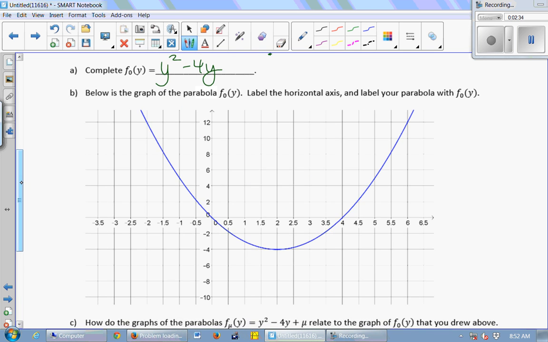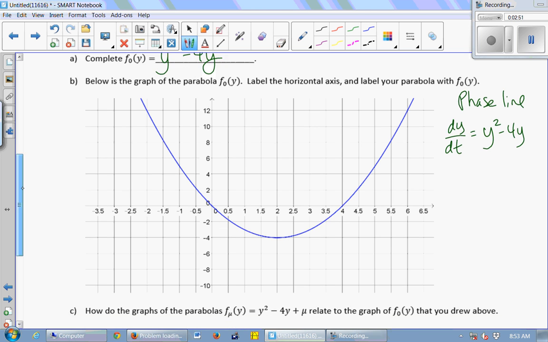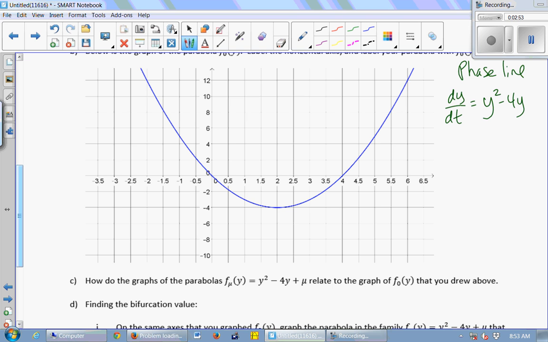And then on yours, does it say draw phase line? Yes, it's draw phase line for dy/dt equals y squared minus 4y. Right? That's f0. Okay, so a phase line based on this graph, where are my equilibrium points going to be? 0 and 4.